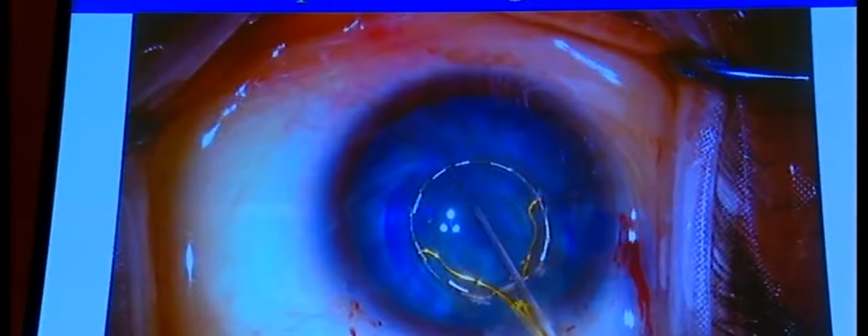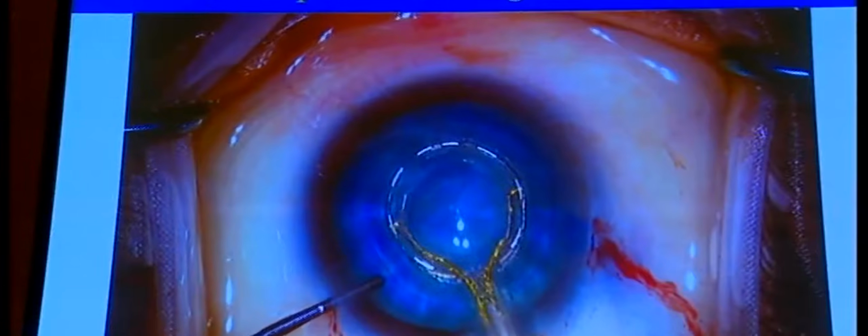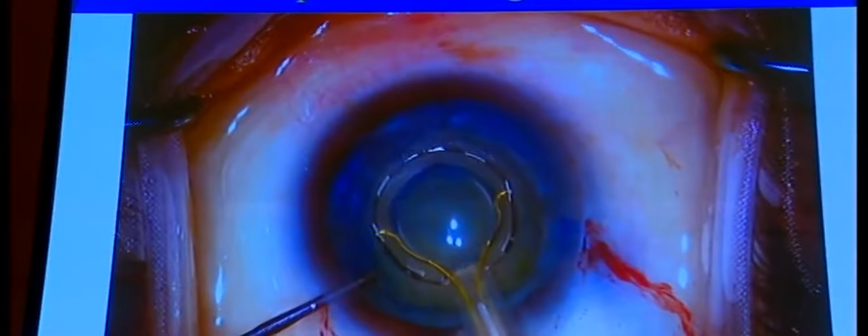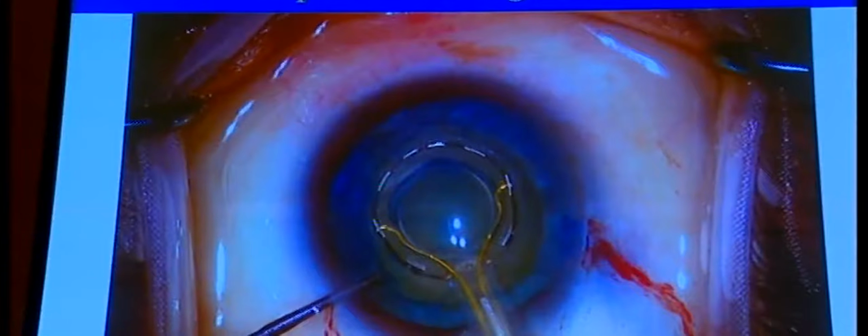So now this tubing system is attached to a console, and the first step is vacuum, where there's a suction. The second step is fire, which we have done now and made the capsulotomy in 4 microseconds, and then you release and you take it out.